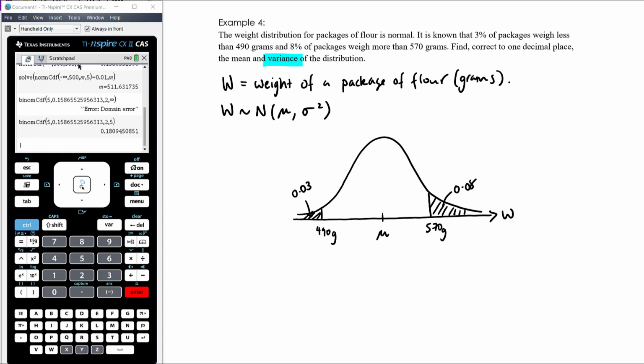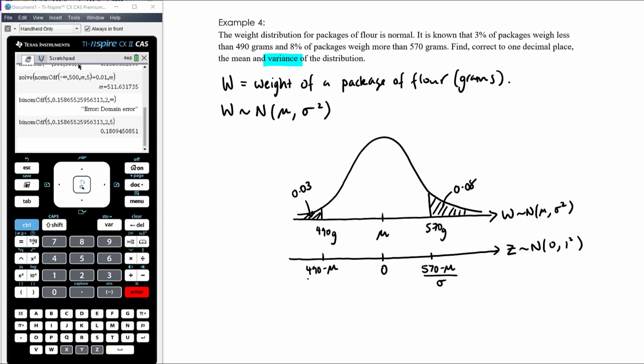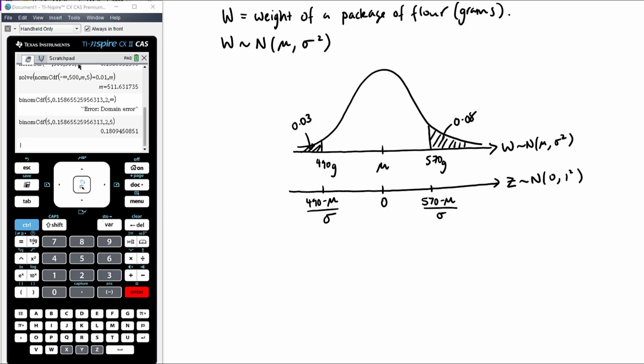Now, because W has both an unknown mean and an unknown standard deviation, we instead want to rescale to the standard normal variable, which we know has a mean of 0 and a standard deviation of 1. Okay, so when we do that, the mean becomes 0. We know that to transform from the non-standard variable to the standard variable, we subtract the mean and we divide by the standard deviation. Okay, so having standardized, we can now use inverse normal to find the probabilities.